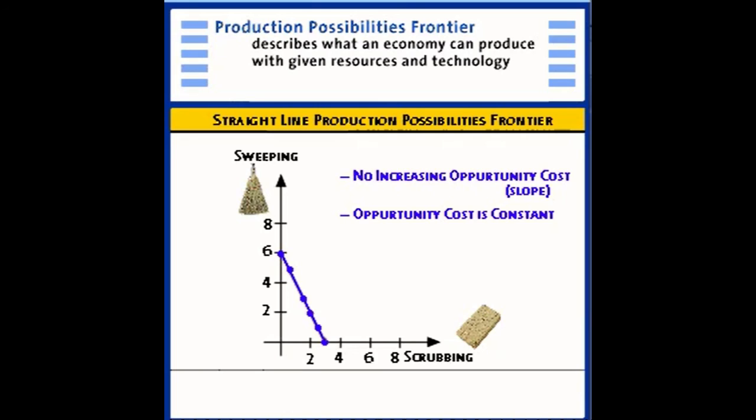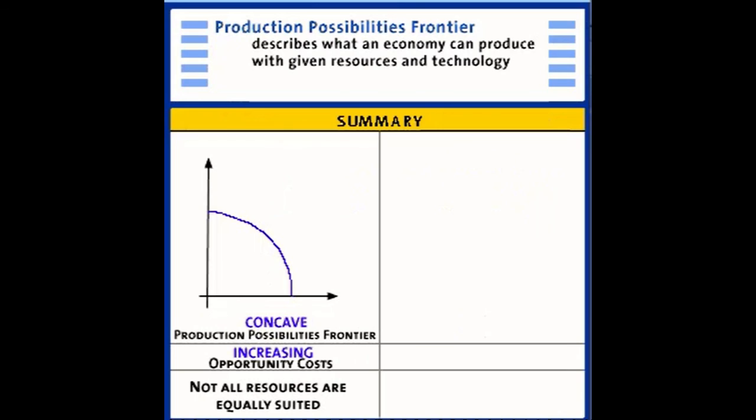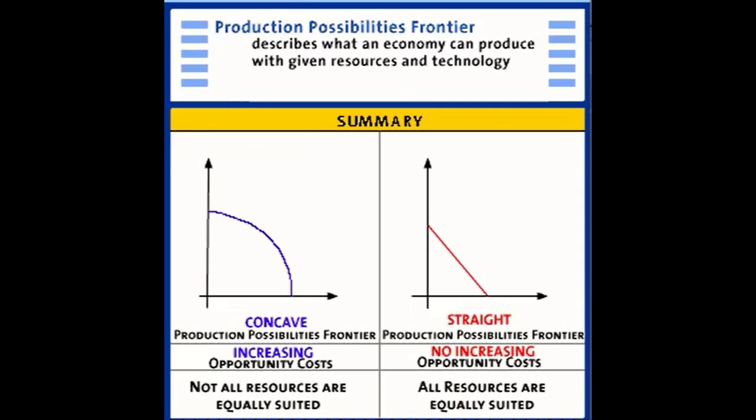So, quick summary. A bowed outward production possibilities frontier, a concave production possibilities frontier, is for a case where the technology has increasing opportunity cost. And that's because not all resources are equally well suited to all uses. But a straight line production possibilities frontier is for a case where the opportunity cost is constant. And that will be the case when all resources are equally well suited to the production of either of the goods or services. So now we've given a thorough description of Bernie's technology.